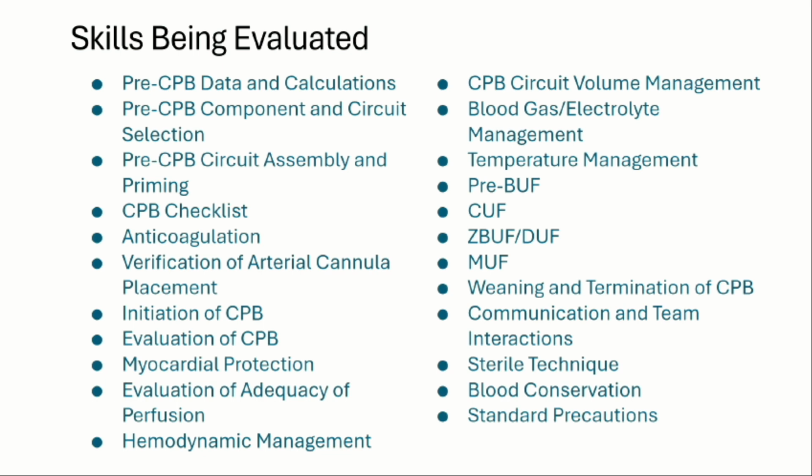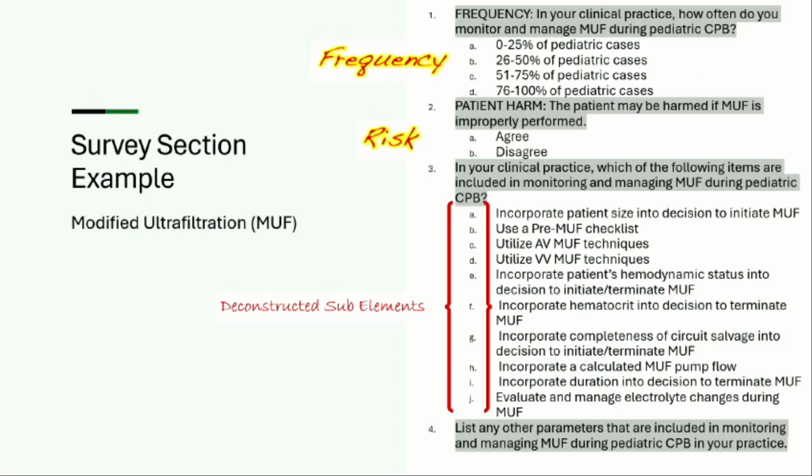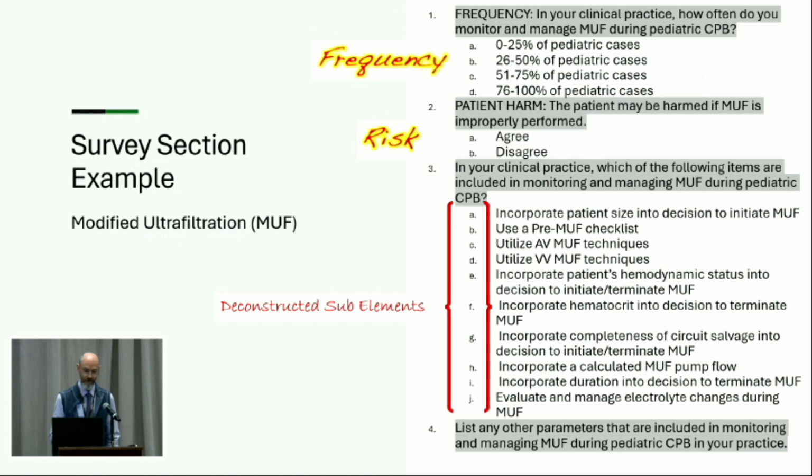Now, for every one of those 23 bullets that are on that slide there, the questions followed this kind of a format in which there were these 4 steps associated with answering the question. And first we ask about frequency. So for instance, in this particular question, which is just representative of all of them, how often do you monitor and manage MUF during pediatric bypass? And they have to choose somewhere between 0 and 100%, but there's only 4 measures in between there. And this is how we're going to assess the frequency of use.